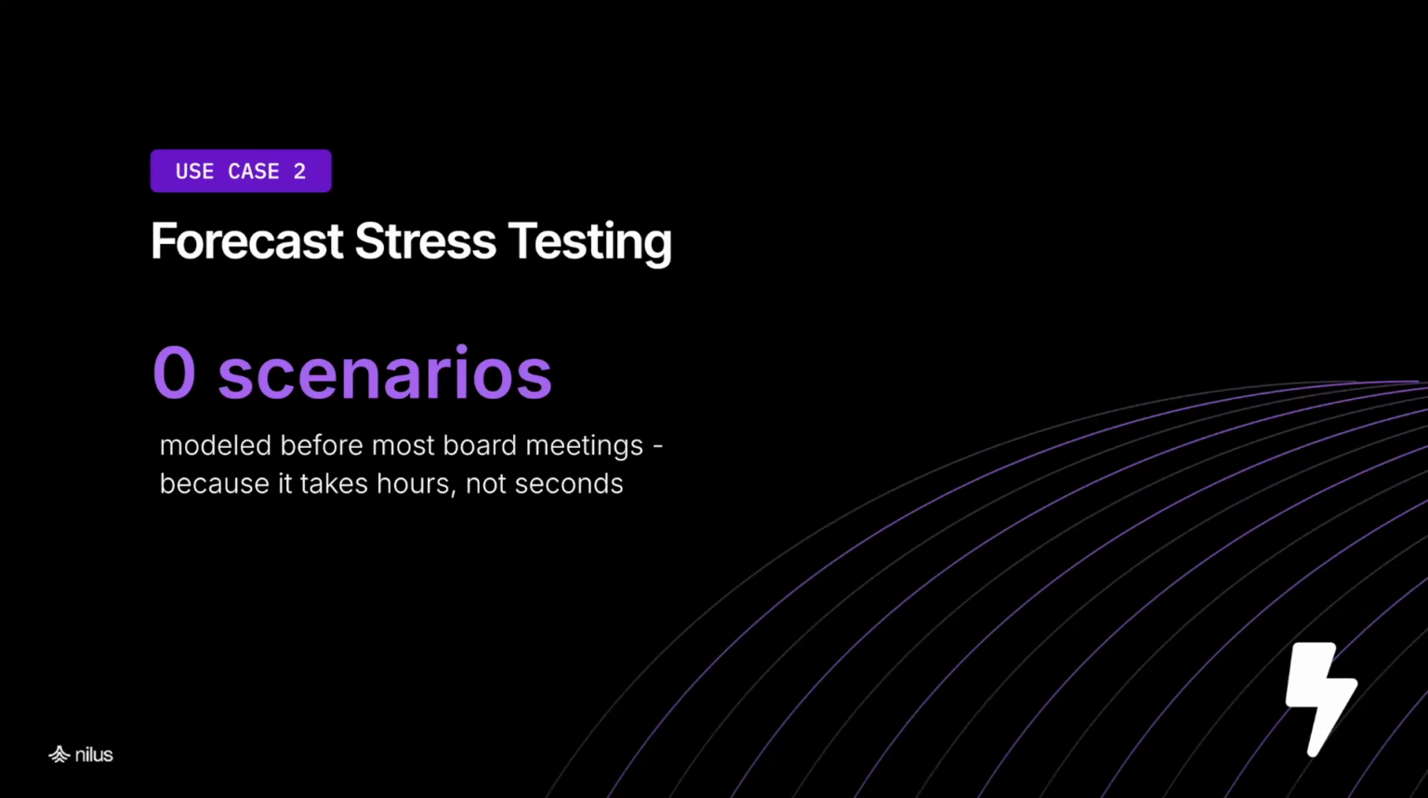Okay. So, case two, and this is one that is going to hit home for anyone who's ever prepped for a board meeting or an executive meeting: forecast stress testing. How many downside scenarios were you modeling before your last board meeting? For most teams I've talked to, it's zero, and it's not because they don't want to; it's because it just takes so long. And so what happens is the CFO walks in with a single point forecast, basically crossing their fingers and hoping for the best.